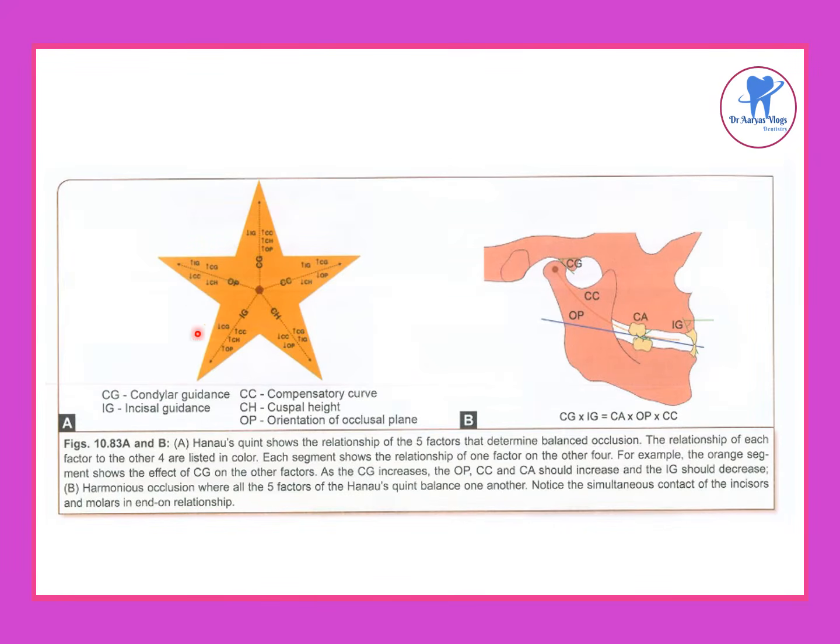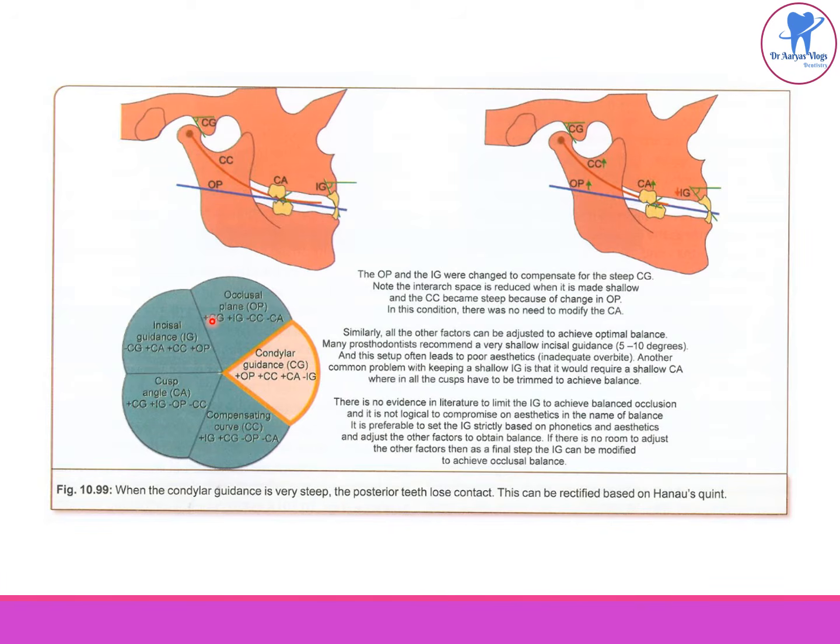Here the Hanau's quint shows the relationship of 5 factors which determine the balanced occlusion. And here is the harmonious occlusion where all the 5 factors of Hanau's quint balance one another. Notice that the simultaneous contact of the incisors and the molars are in end-on relationship. And here when the condylar guidance is very steep, then the posterior teeth lose the contact, and this can be rectified based on the Hanau's quint.